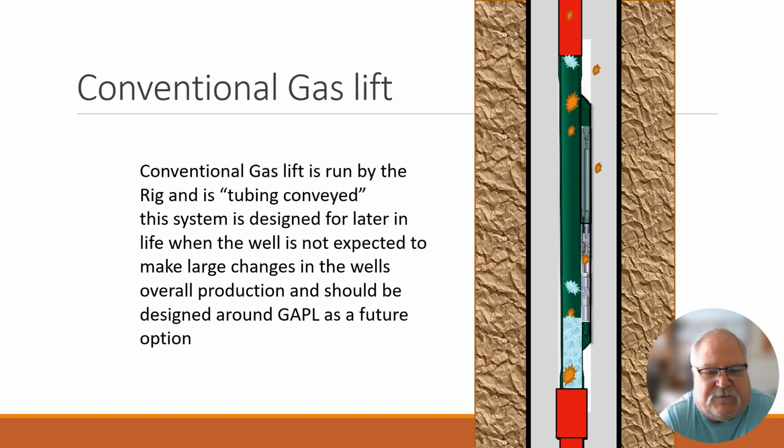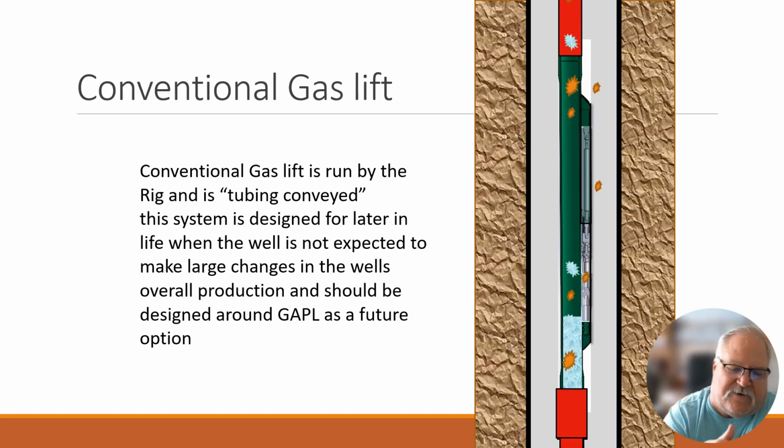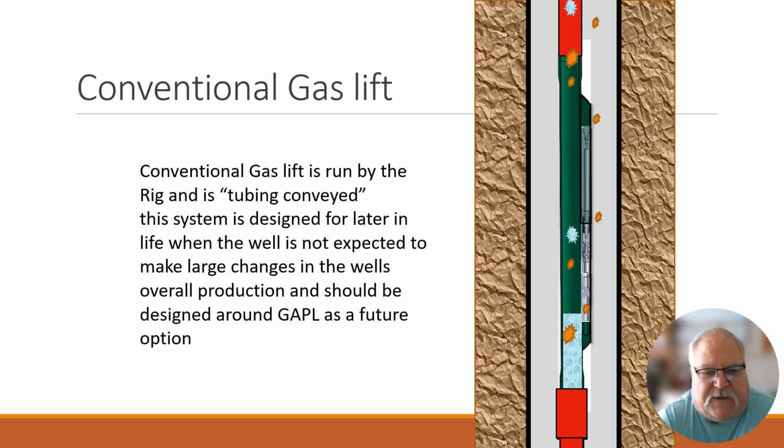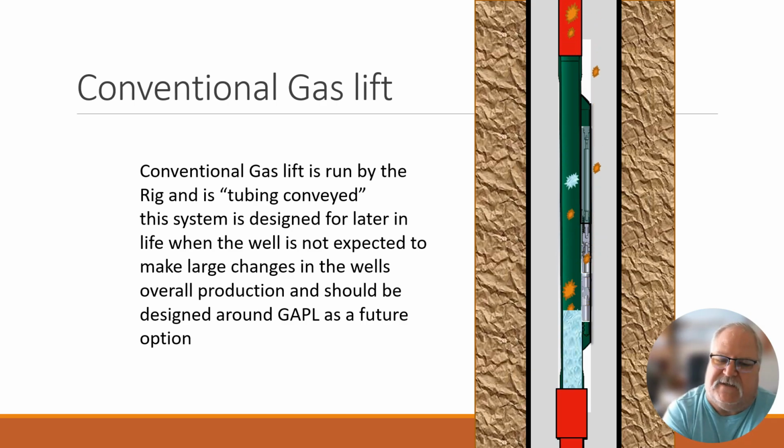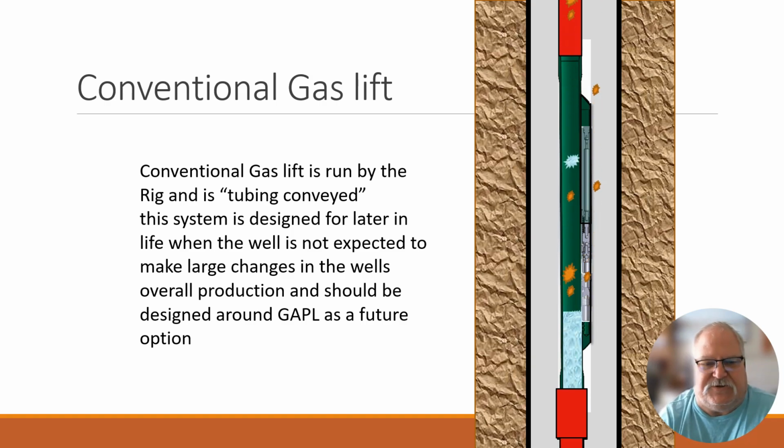So typically when your liquid rates drop below that point, you need to inject a lot more gas to get the same amount of fluid out. And so gas lift gets less efficient as it produces less and less liquid.